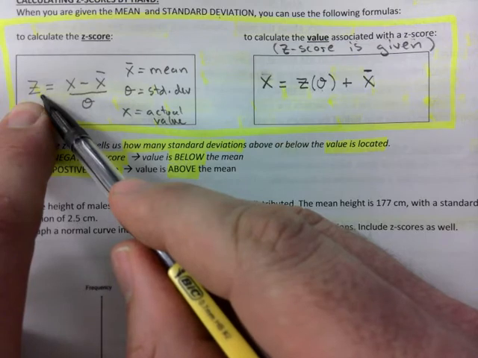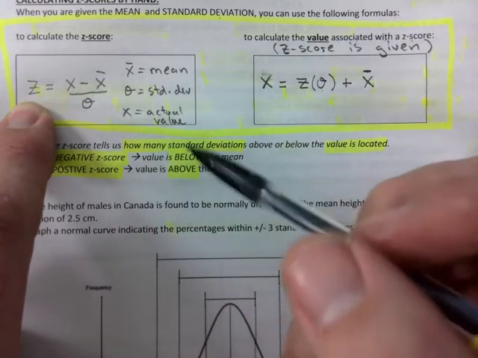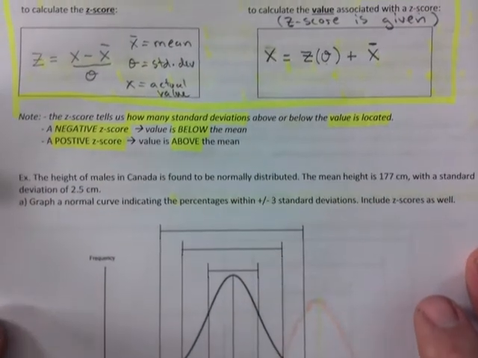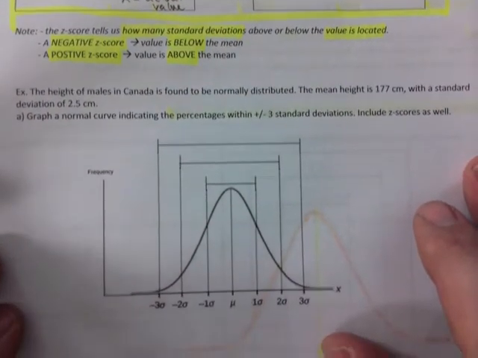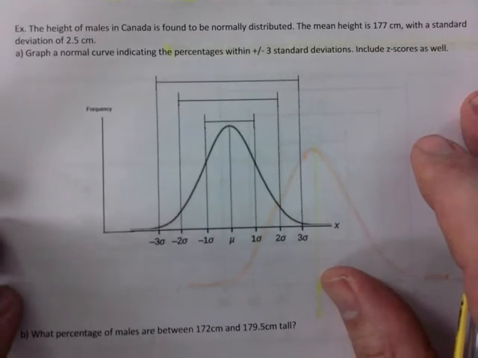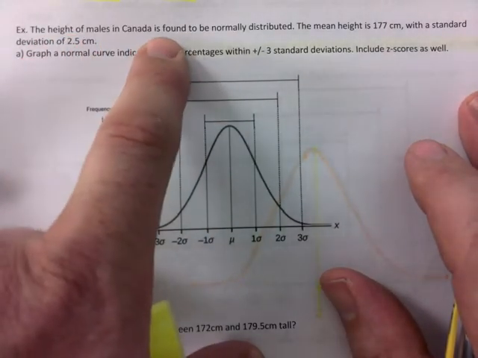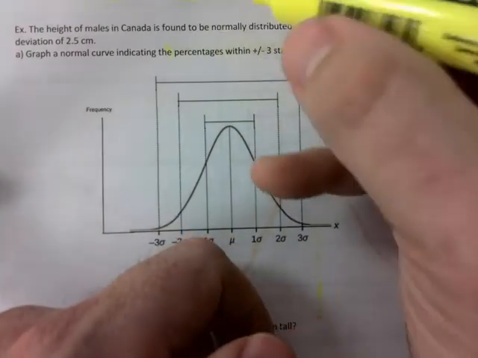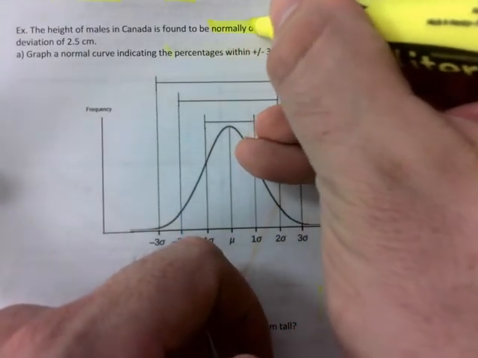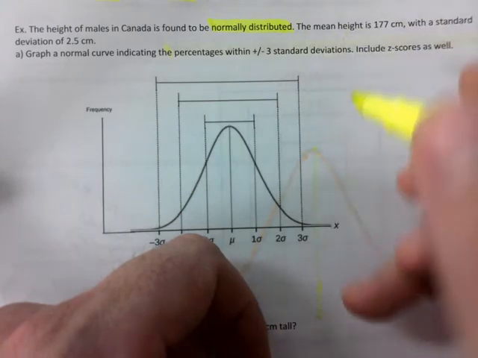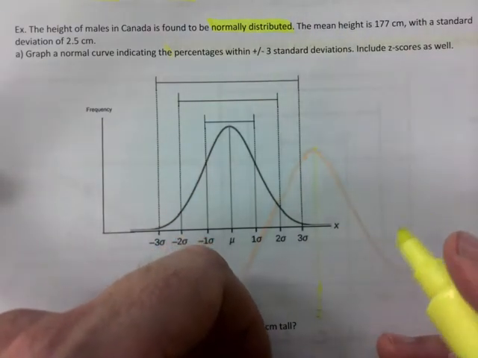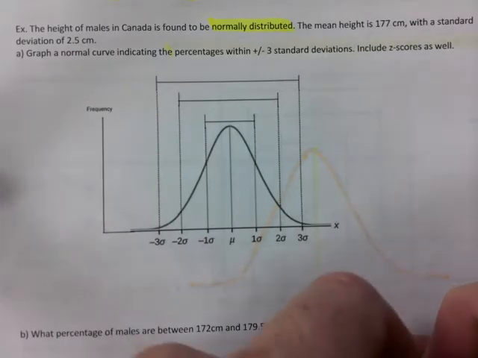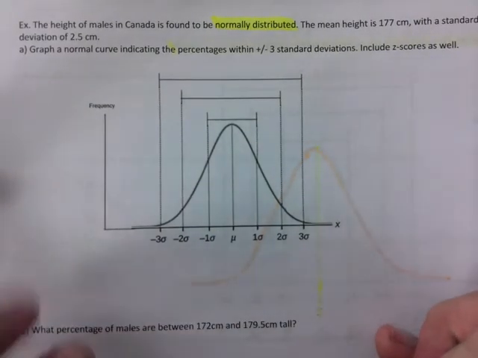I'd rather wait for the example, and then you'll know what to do. Okay, this is the example. The height of males in Canada is found to be normally distributed. That's very important. If you see that, you're like, okay, I know something about normal distribution. I know what the graph is expected to look like. I know how it's distributed, right? 68, 95, 99.7.